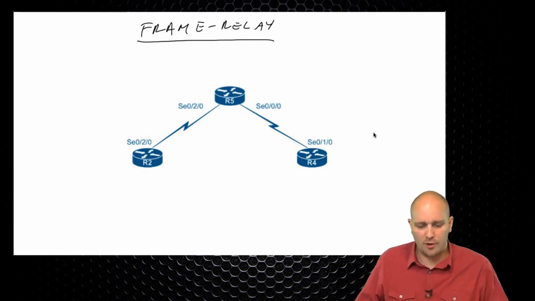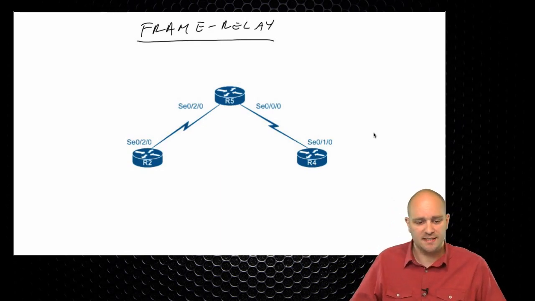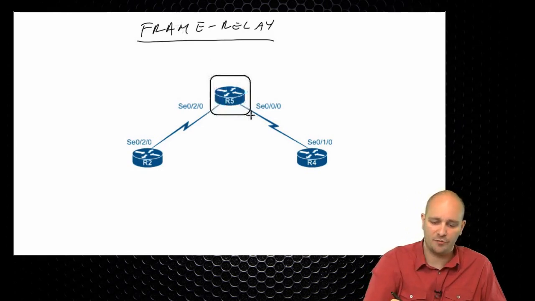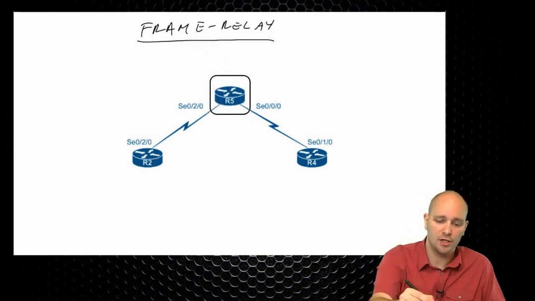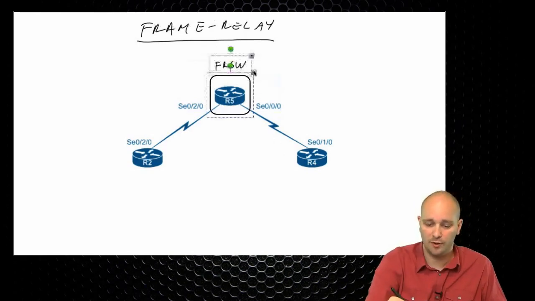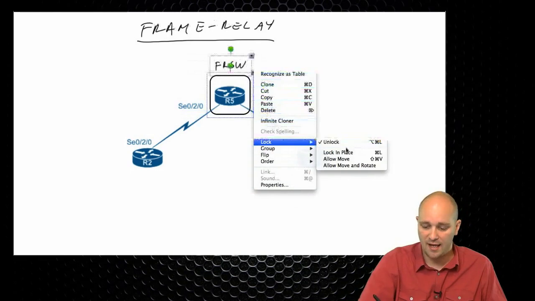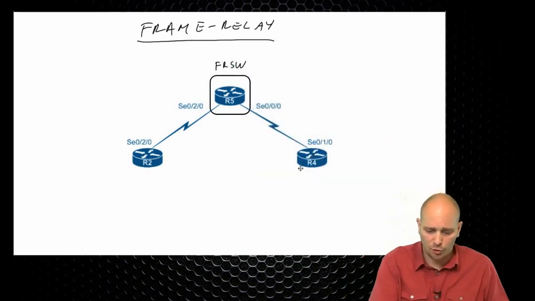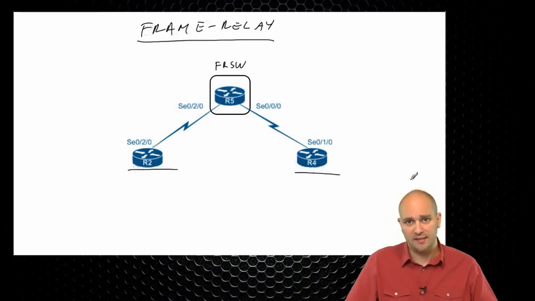So for frame relay, I'm going to be using just these 3 devices. Because, as I mentioned earlier, in your lab one of your routers will be the frame relay switch, in our setup we are going to configure R5 to be the frame relay switch, and we are going to configure R2 and R4 to be the endpoint devices.